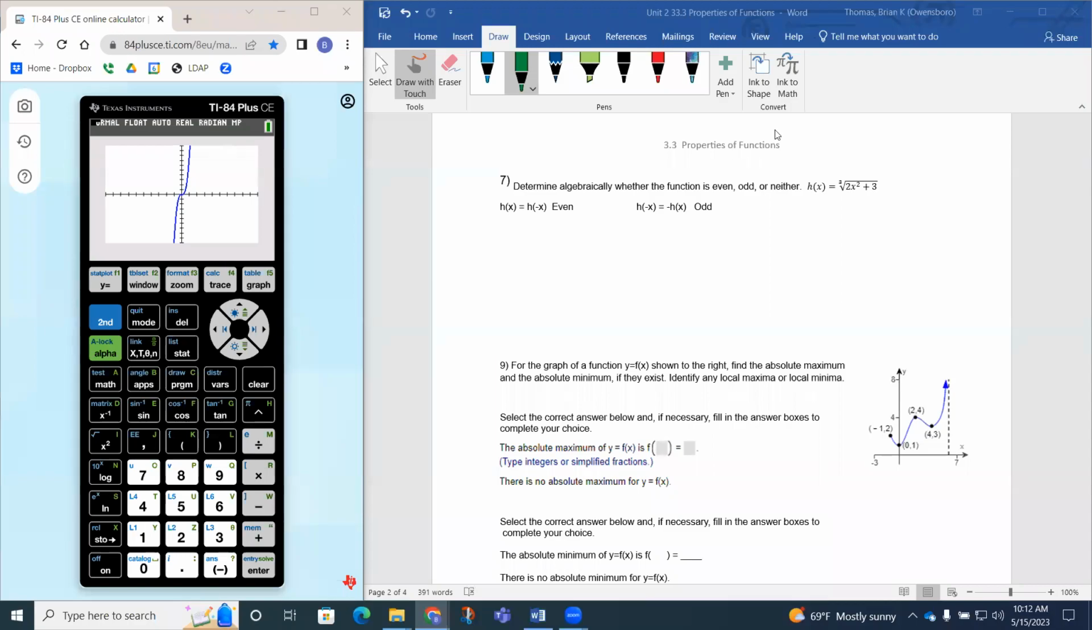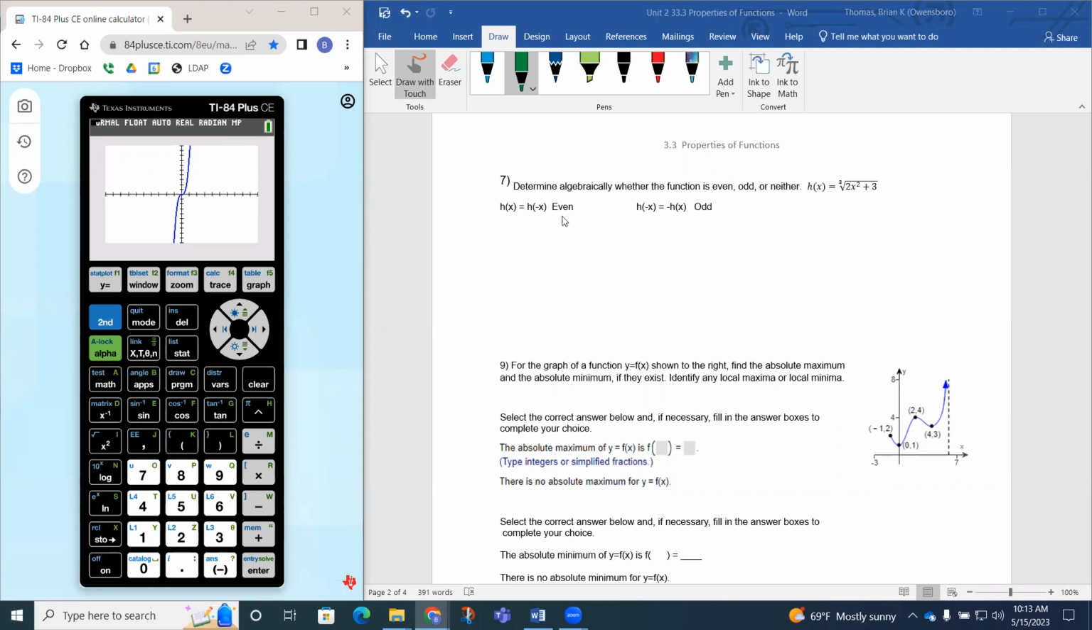So question 7, determine algebraically whether the function is even or odd or neither. h of x equals the cube root of 2x cubed plus 3. It's harder to tell by exponents because there's this cube root in here. So I'm not really 100% sure how that affects the graph.